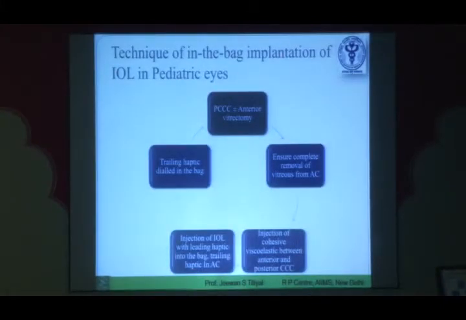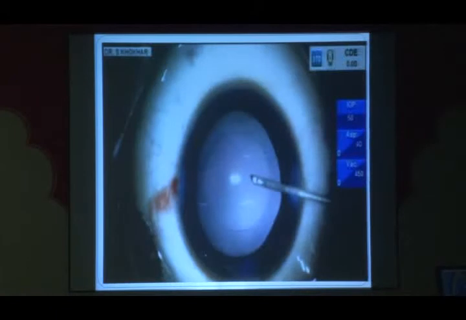So this is what I will say. In the bag implantation technique, you can do a PCC or anterior vitrectomy depending on the disease. Make sure the trailing haptic is dialed in the bag. Sometimes what happens in a pediatric patient is that by the time you put the IOL, viscoelastic comes out and the pupil constricts. You can't see where your haptic has gone. The leading haptic will go in the bag, but the trailing one remains. So you have to make sure it goes inside. Otherwise, the lens will be half in the bag, half in the sulcus. That will cause PCO in these cases, which is not desirable.